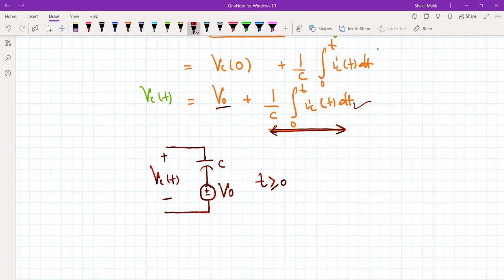All right, this is the equivalent circuit of this capacitor for t greater or equal to 0 if it has some initial voltage. In the next session, we will summarize the points about this capacitor.